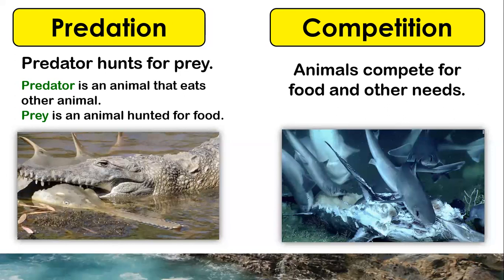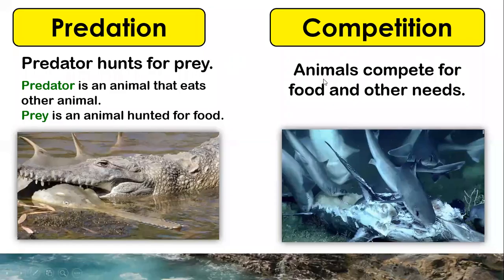We have here also competition. Competition happens when there is limited food or territory. We can say also water or other needs of the animals. Not just animals but plants. Plants can also have competition. So animals compete for food and other needs. Try to look at this one. On the right side we have food wherein there are many sea creatures. So they're competing for that food. So competition and predation also happen in aquatic environments.